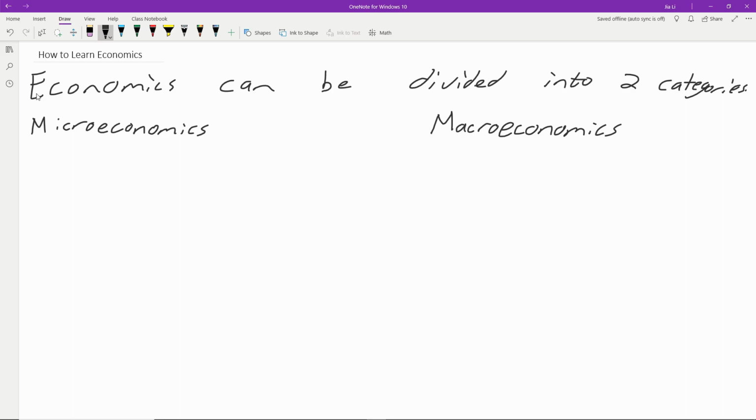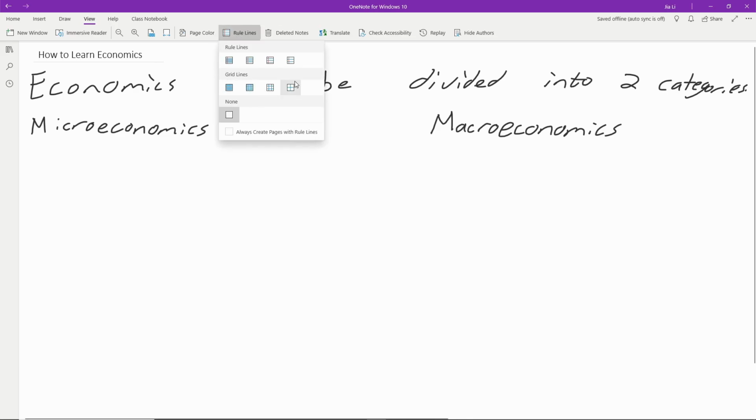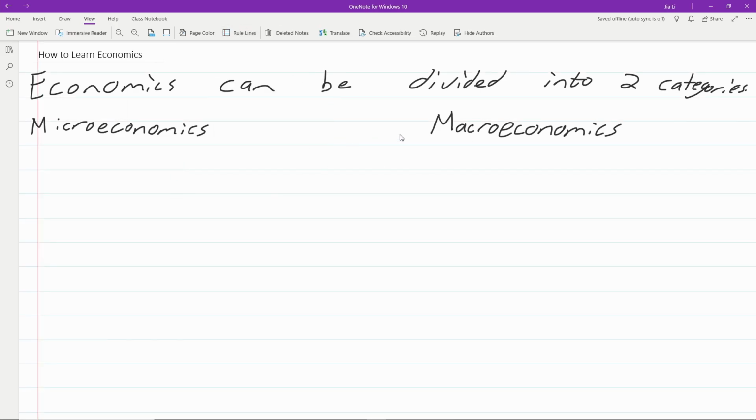Oh, I just realized I don't have the lines set up. Let's go ahead and add that in. It's not lined up great here, but this will be for my future use. So, microeconomics.